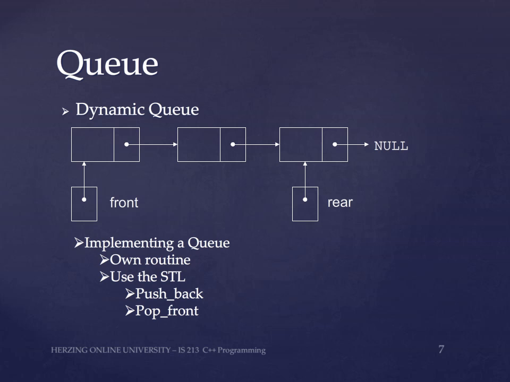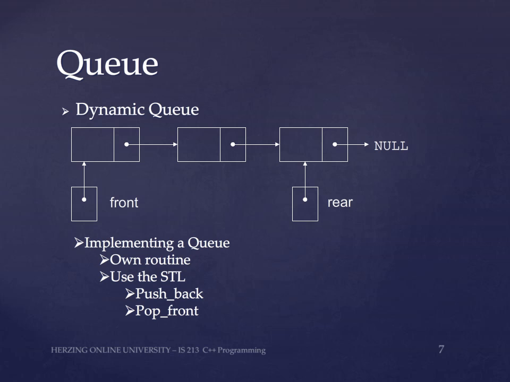Other queue topics, we have the dynamic queues. Like a stack, a queue can be implemented using a linked list. This allows dynamic sizing and avoids issues of shifting elements or wrapping indices. To implement a queue, programmers can program their own routines, just like stack, to implement queue operations. They can also use the implementation of queue and deque available in the STL as well.